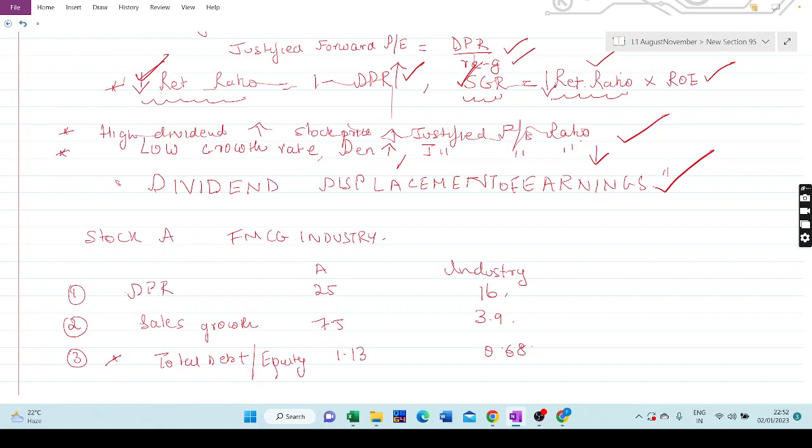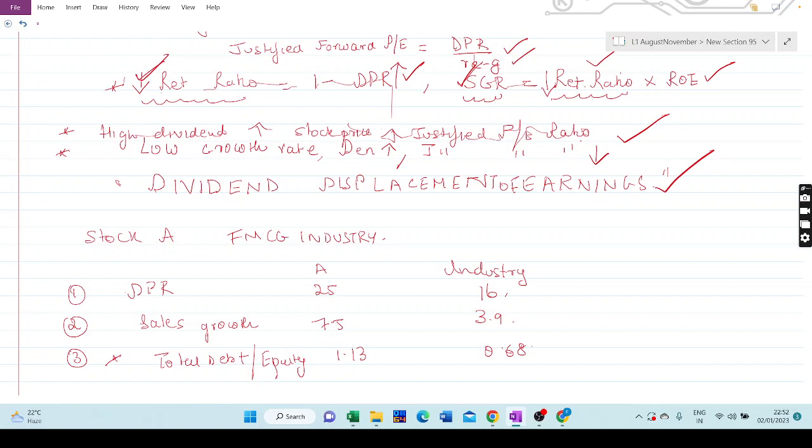Guys, the dividend's impact on the justified P/E ratio is ambiguous, right? Sales growth is higher than the industry growth, so the justified P/E ratio should be high. Debt is high. Stock A's debt is higher than the industry.